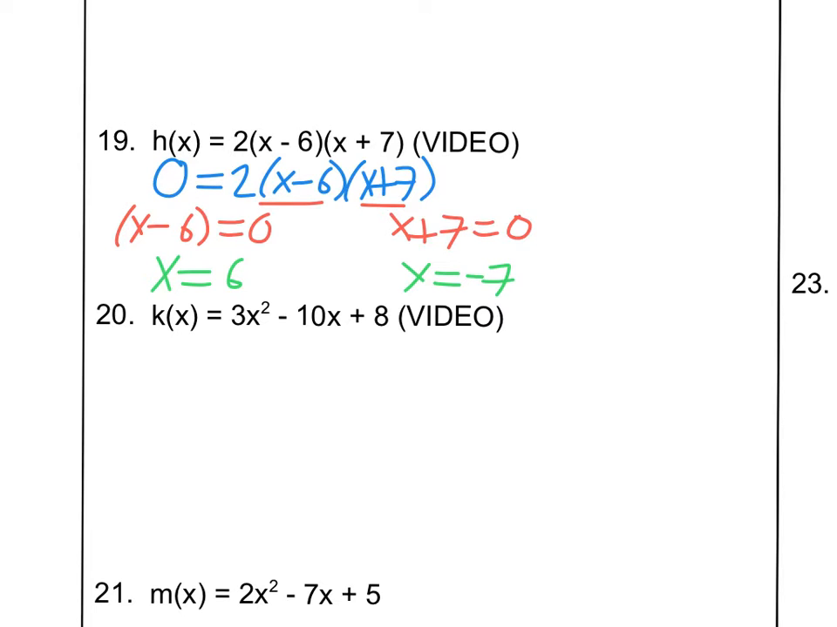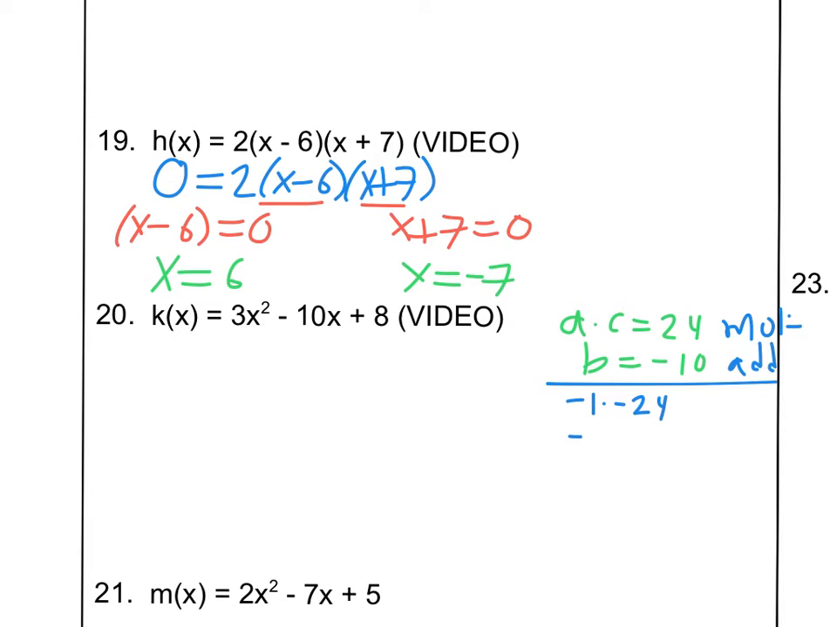For number 20, I'm going to try factoring. I'm looking for things that multiply. A times c is 24, and b is negative 10. Things that multiply to 24 and add up to negative 10. I know they've got to be negative because I'm adding up to a negative. So I'll start with negative 1 times negative 24, which is negative 25. Doesn't make sense. Negative 2 times negative 12. Ooh, that's promising, but that's negative 14. Okay. Negative 3 times negative 8. That gets me negative 11, even closer. Negative 4 times negative 6, and we have our winner.